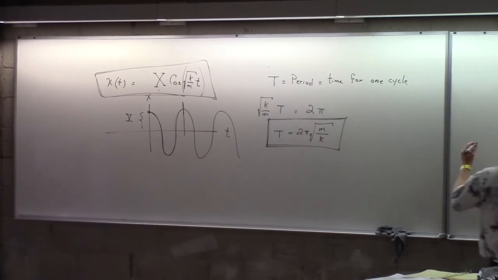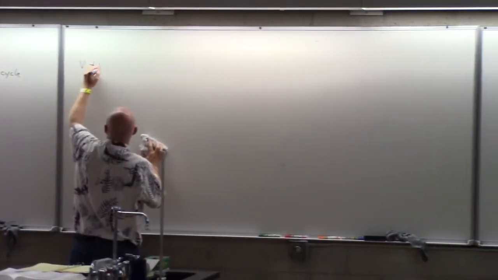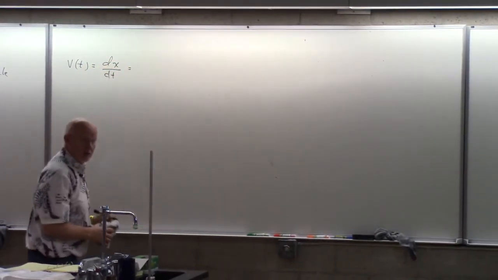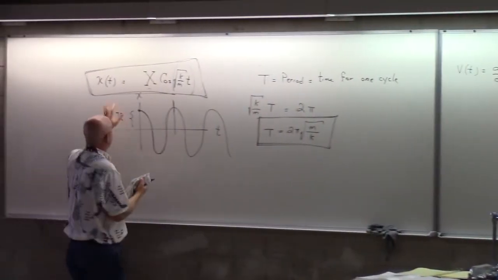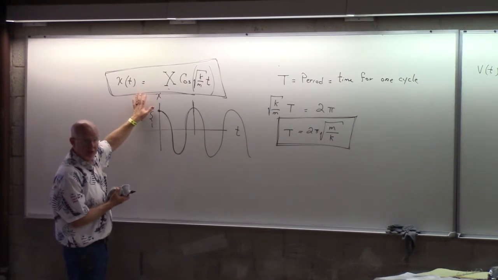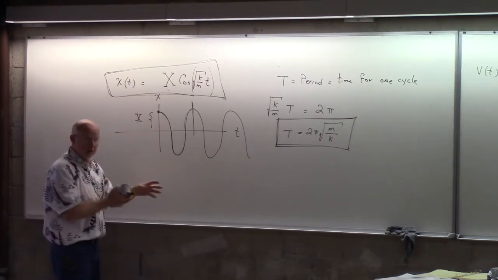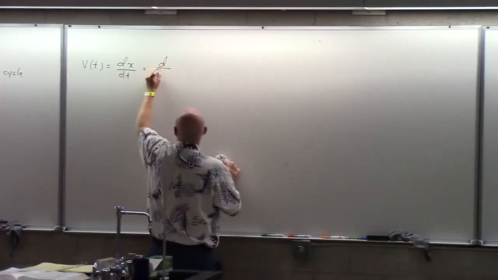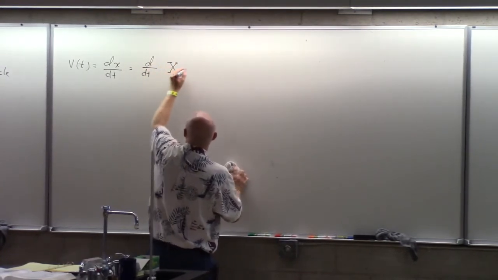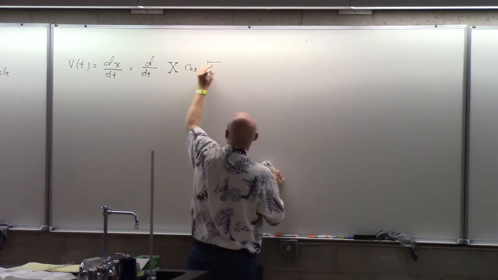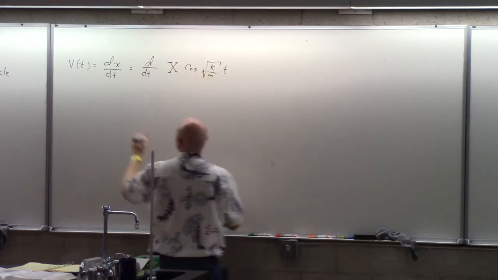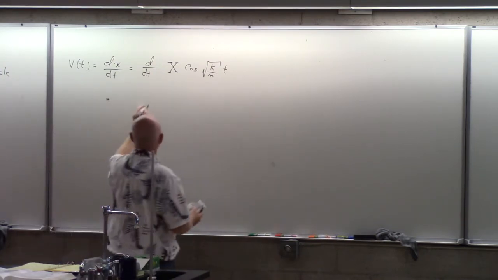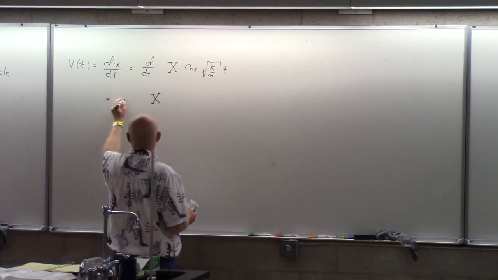Let me start with the velocity. How would I get the velocity as a function of time? Isn't that the derivative of position? And isn't that what we just spent a lot of effort to do, is to get the equation for position? So let me help you with the calculus. Let's take the derivative of this. So let me take the derivative of some amplitude times cosine of square root of k over m times t. And you guys actually already did this for me. What's the derivative of a cosine? Negative sine.